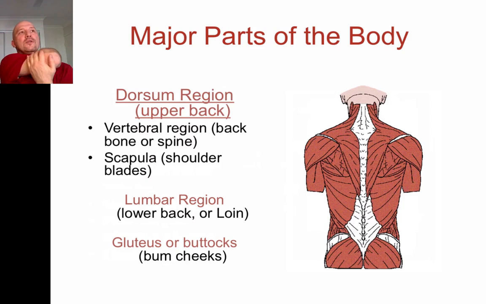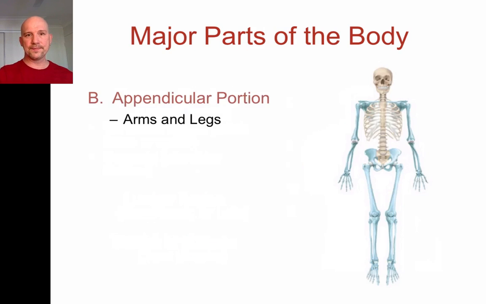The scapula are those big wings, the shoulder blades that you can feel at the back, so we use those as landmarks. They're pretty useful. Lumbar is the curve at the lower part of your back. It's also sometimes referred to as the loin, when you talk about the loin cuts when you go to a butcher. You're getting those big paraspinal muscles that support the animals and support us. And that's what we eat. And then the gluteus or the buttocks are the bum cheeks.